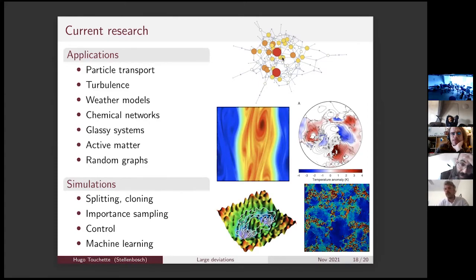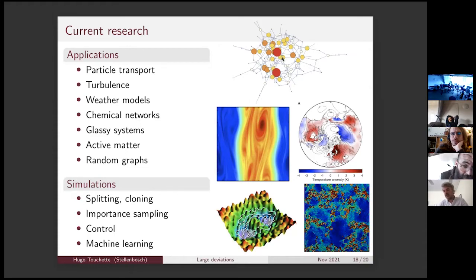For random graphs, you can look at concentration effects with the size of the graph going to infinity, but you can also look at concentrations of random walks on random graphs, or even random walks in the long time limit on various types of graphs. So lots of research is now being done on applications, and the other side where there's lots of activity is on simulation, trying to develop simulation or numerical techniques to get large deviations.